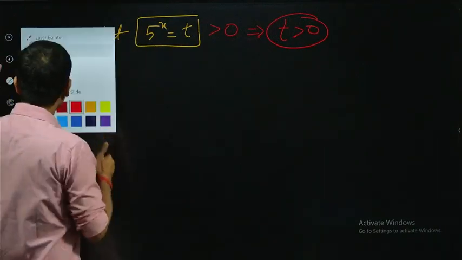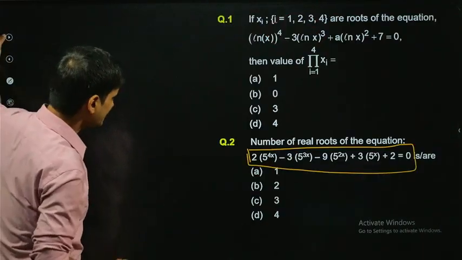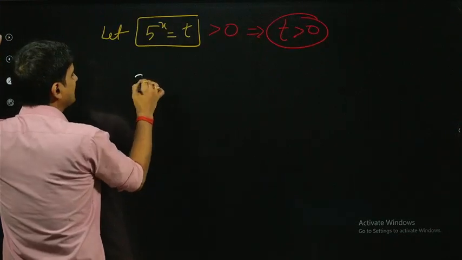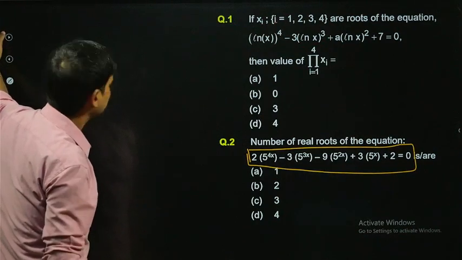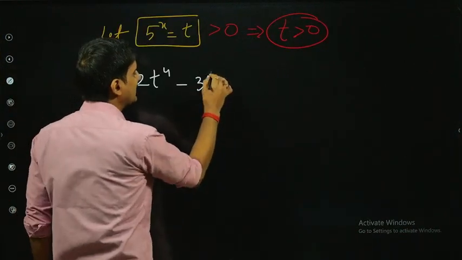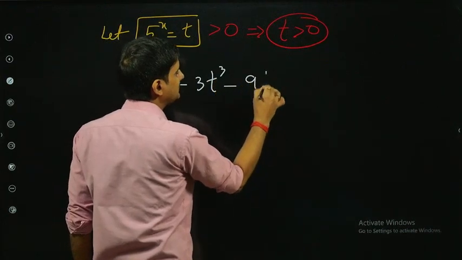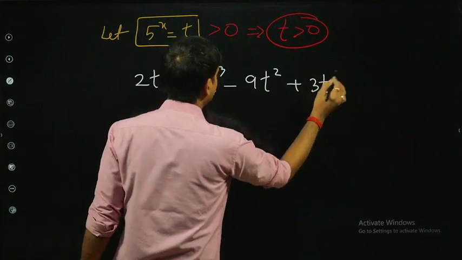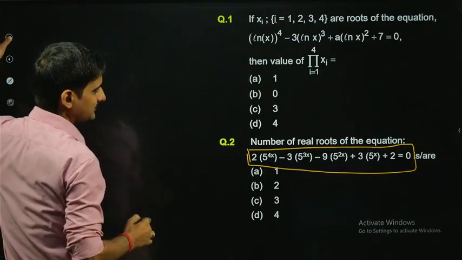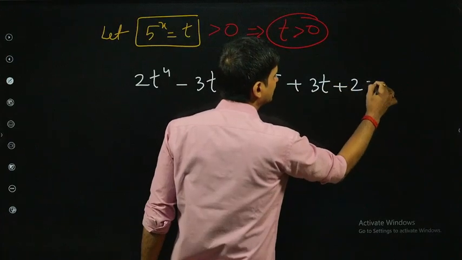So now let's write it in terms of t here. So it's 2 times t raised to the power 4, then minus 3 times t cube minus 9t square, and then plus 3t, I think, then it's plus 2, yeah, plus 2 equal to 0.